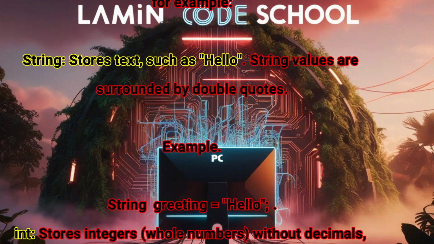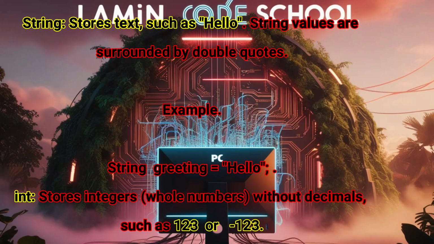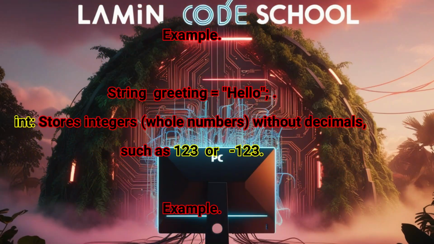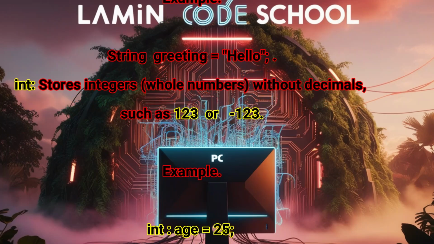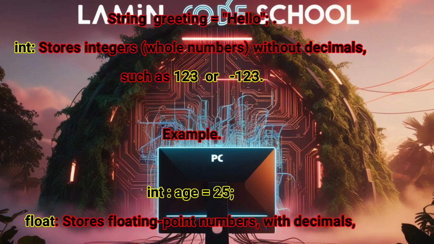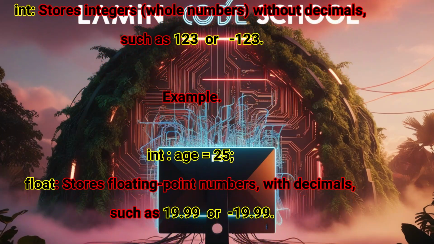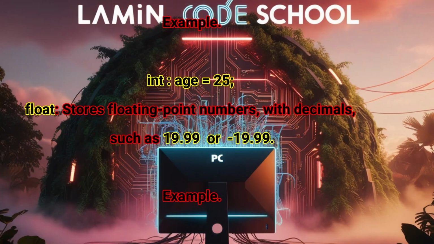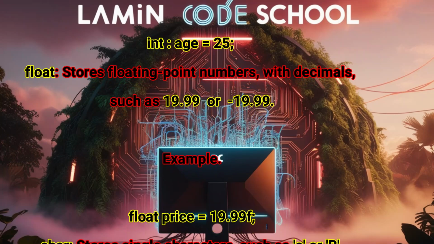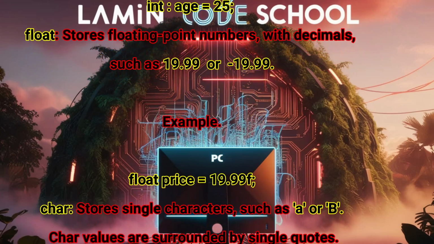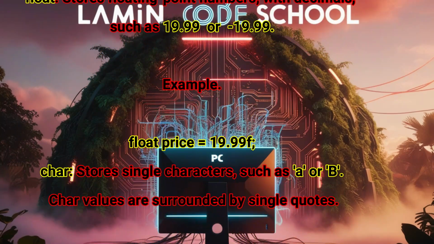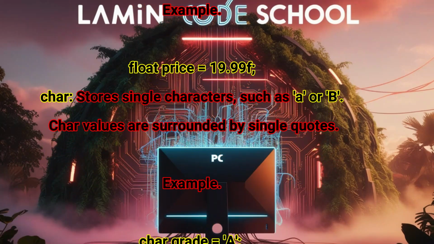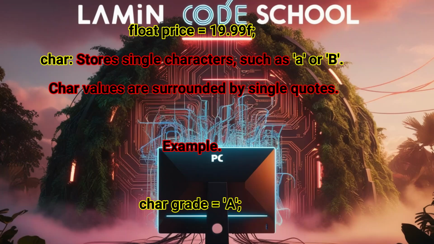Example: String greeting = "Hello". int stores integers, whole numbers without decimals, such as 123 or -123. Example: int age = 25. float stores floating point numbers with decimals, such as 19.99 or -19.99. Example: float price = 19.99f. char stores single characters such as 'A' or 'B'.